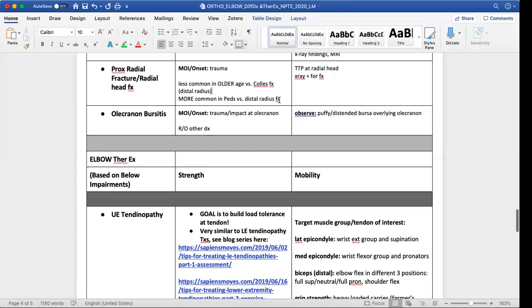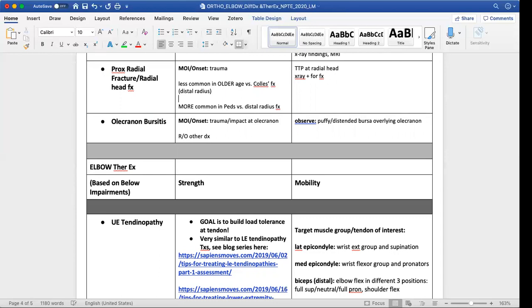Usually due to trauma. In older age, usually we will see a Colles fracture with a fall on an outstretched hand or a foot injury. In pediatrics, we will see more of a radial head fracture versus a distal radius fracture. And again, that has to do with how the force is dissipated through more immature bone, versus a stiffer bone in an older age will fracture more distally. So that might be something to think about, the likelihood based on age.